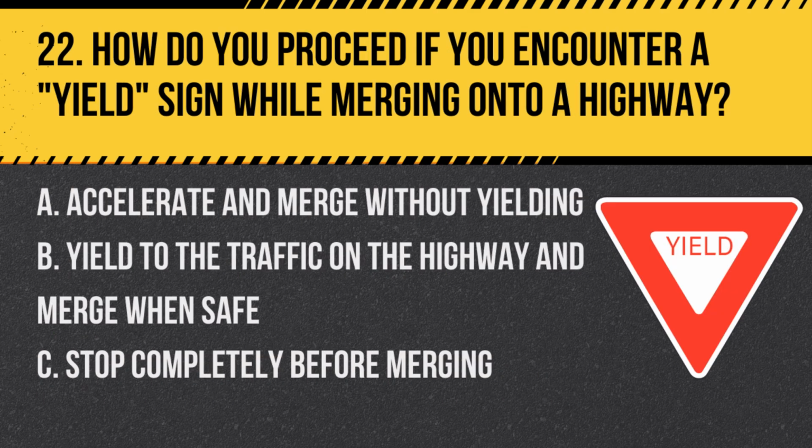Question 22. How do you proceed if you encounter a yield sign while merging onto a highway? A. Accelerate and merge without yielding. B. Yield to the traffic on the highway and merge when safe. C. Stop completely before merging. Answer. B. Yield to the traffic on the highway and merge when safe. The yield sign indicates that you must give way to traffic already on the highway before merging.